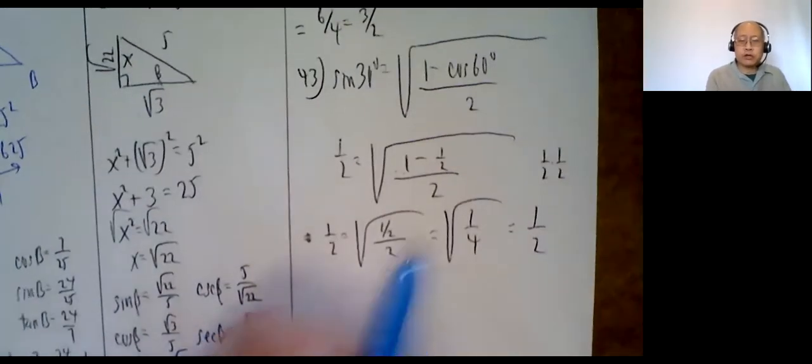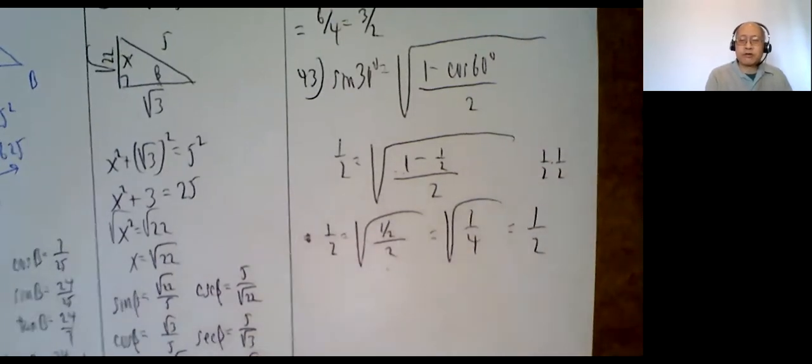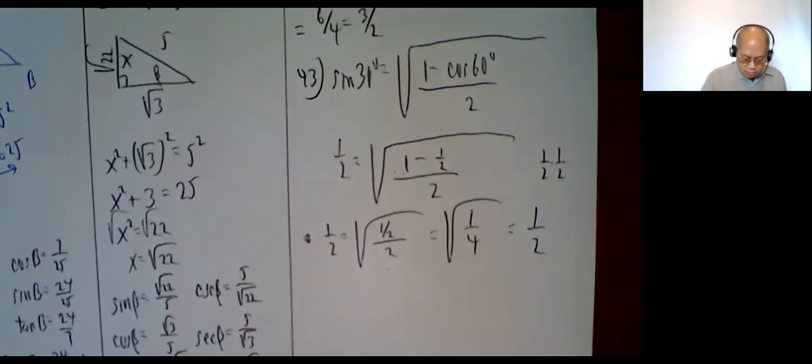Remember, if you divide by 2, you multiply by 1/2. So it's 1/2 times 1/2, which is 1/4. And the square root of 1/4 is 1/2. So that actually works.